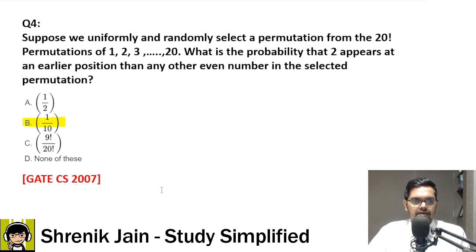The solution is option B. A lot of students will mark D, but D is wrong. The correct answer is option B. In a lot of books also D is given, which is wrong. Okay, correct answer is B. How come? Why come? Let us see.